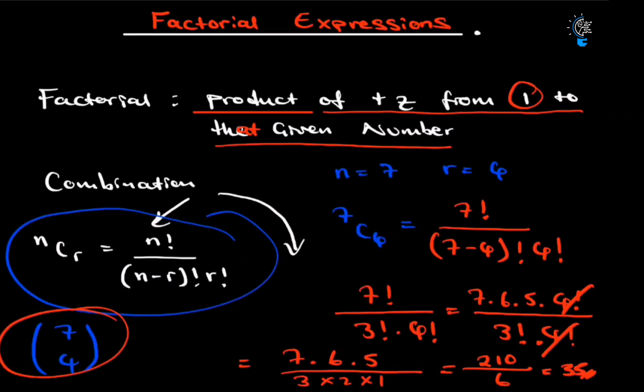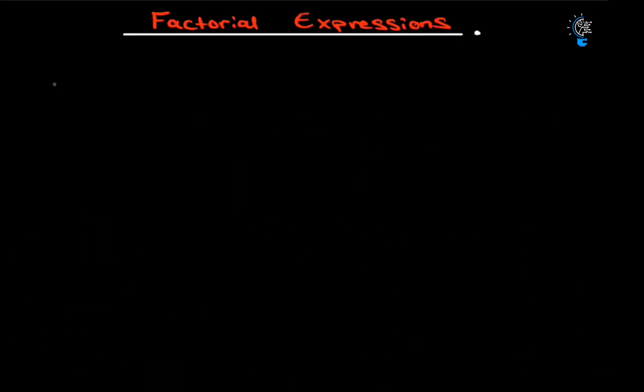Okay, let's answer another question that is a little bit more complex than this one. Let's say we have 7 combine 5 minus 5 permutation 4. How do you evaluate a question like this one?